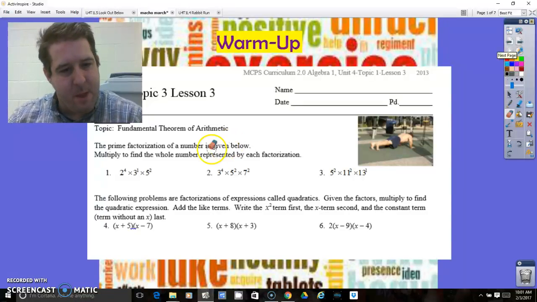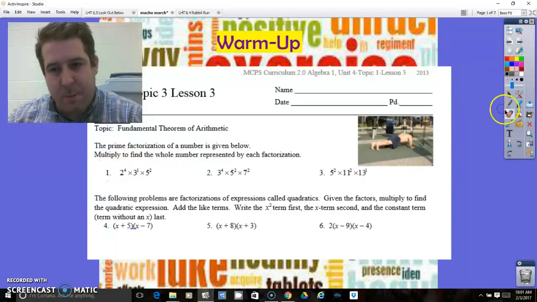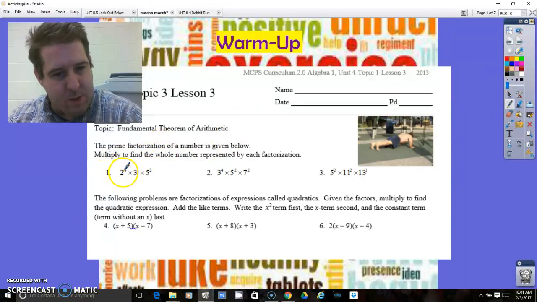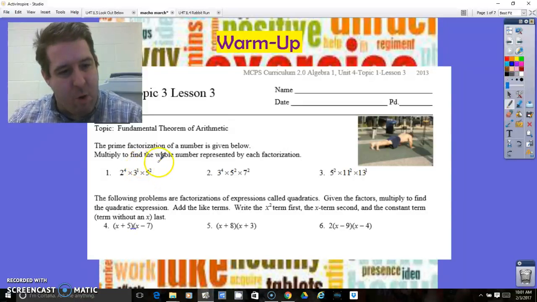We're going to, once again, explore the relationships between linear equations and quadratic equations. We're going to start off with a warm-up about the fundamental theorem of arithmetic. So we're going to be looking at prime factorization, and we're going to change this prime factorization into standard whole numbers.